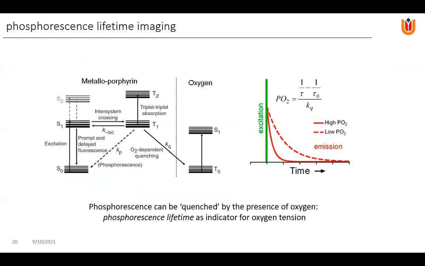And again, no matter how exotic the process is, we can use it for either imaging or therapy. So this is an example that we use for that. On the left-hand side, you see the Jablonski diagram of a metallic porphyrin, a molecule like hemoglobin, with a few different energy states and a few different intersystem crossings.